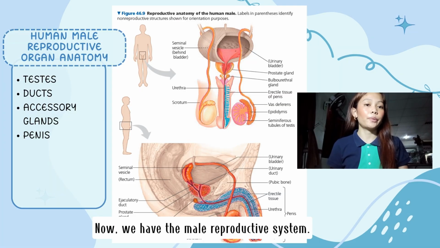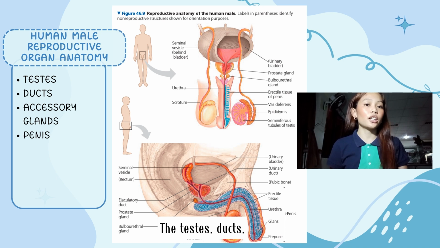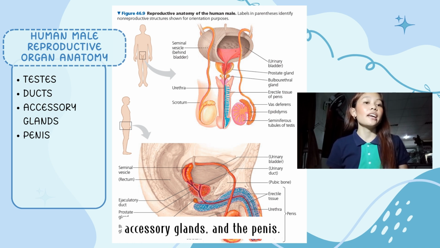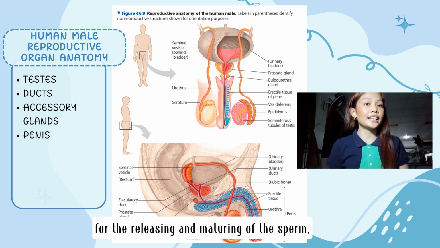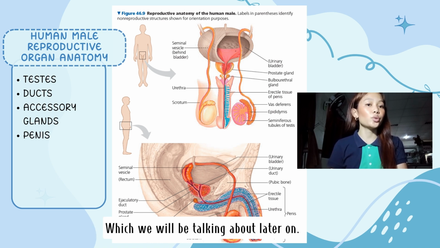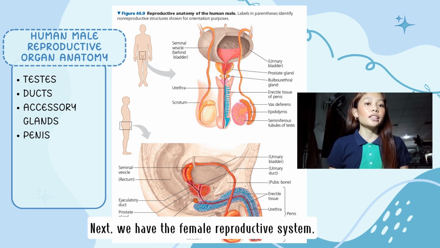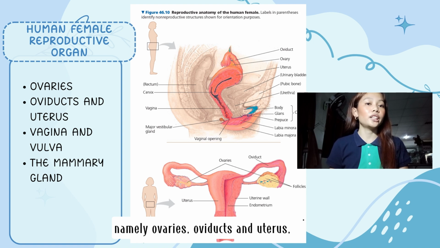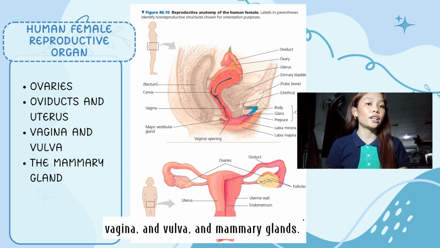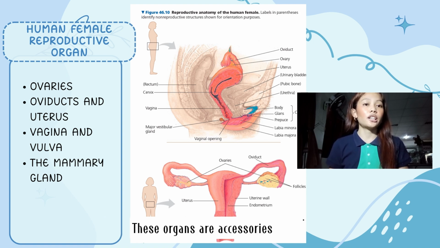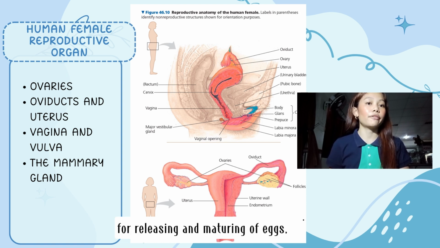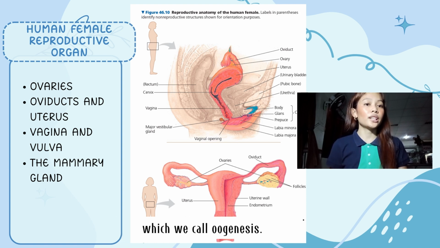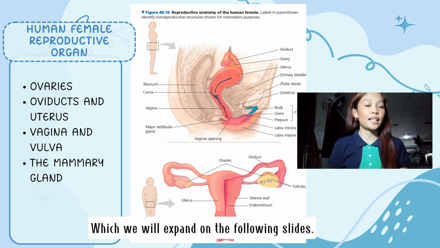Now we have the male reproductive system: the testes, ducts, accessory glands, and the penis. These organs are accessories for the releasing and maturing of the sperm, which we call spermatogenesis, which we will be talking about later on. Next, we have the female reproductive system, namely ovaries, oviducts, uterus, vagina and vulva, and the mammary gland. These organs are accessories for releasing and maturing of egg cells, which we call oogenesis, which we will expand on in the following slides.